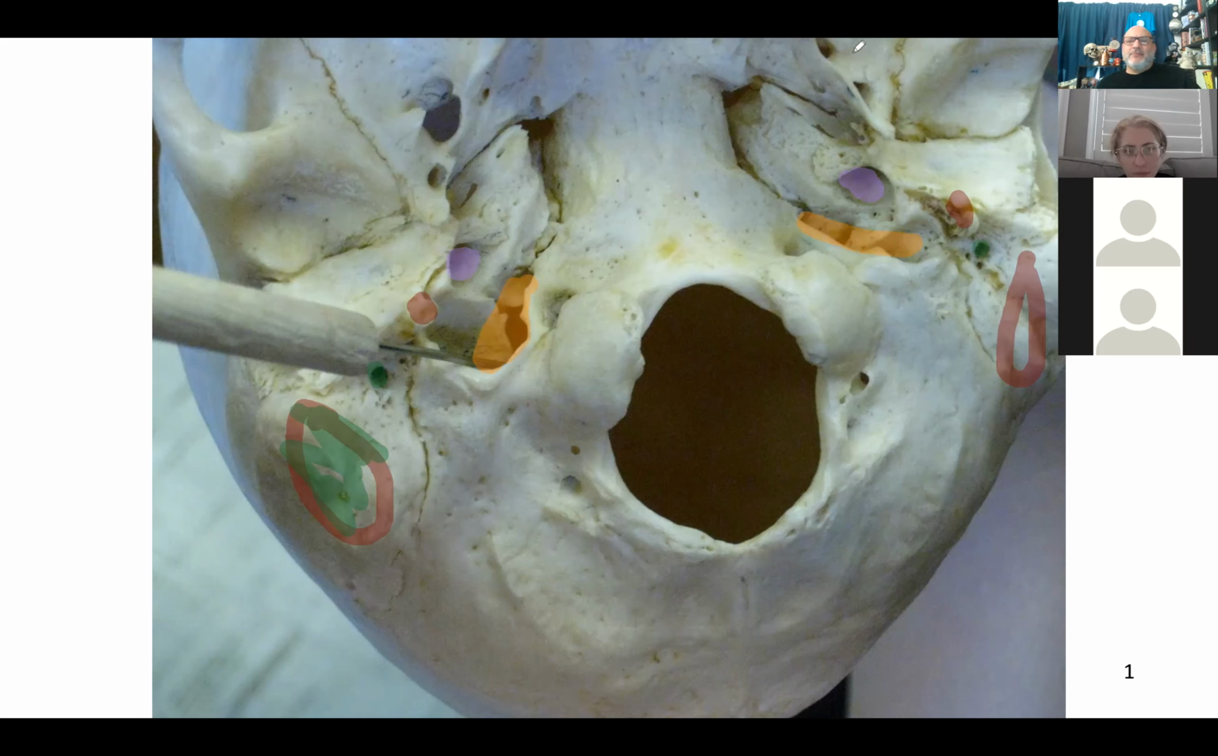But its name tells you everything. It's a canal. Notice as my probe is showing, the jugular foramen points back to the back part of the skull. Our carotid canal actually tunnels through this bone of the temporal bone and comes out in the front. So it is actually tunneling through this bone right towards the foramen lacerum.